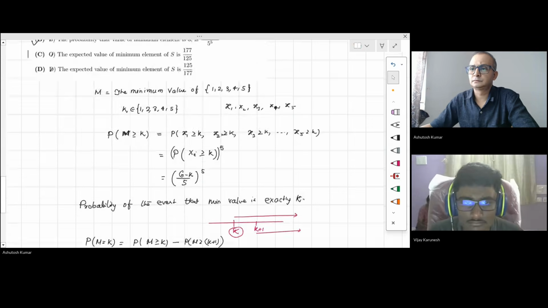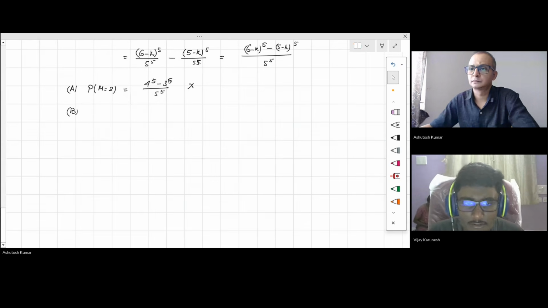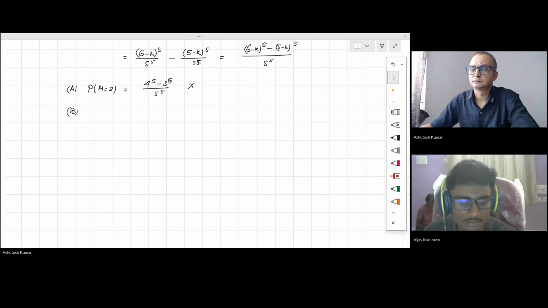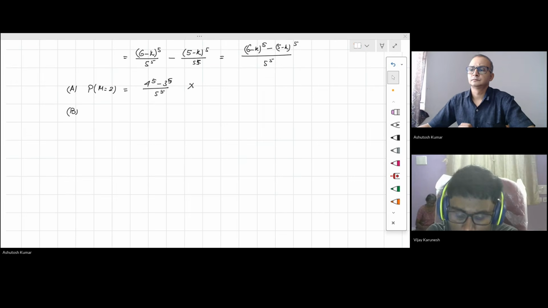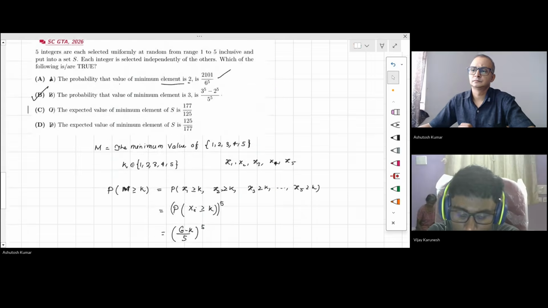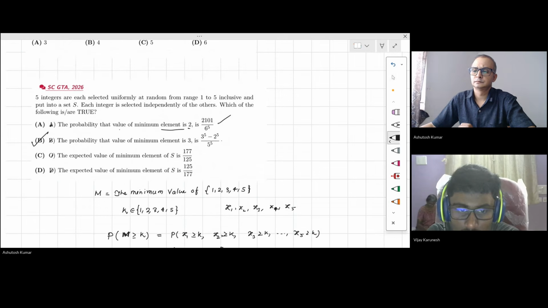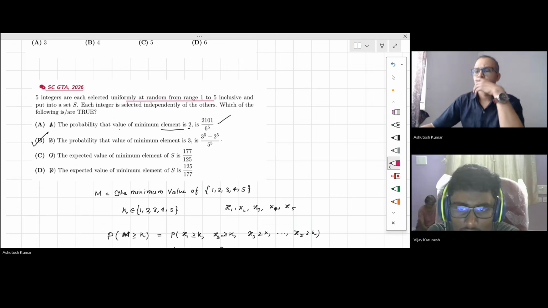So how do you find it? Sorry? Don't understand what they mean by minimum value of S, sir. It means when you are selecting those elements, read the question again. See here. Okay, read it. 5 integers are each selected uniformly at random from range 1 to 5 inclusive and put into a set. Each integer is selected independently of the others.